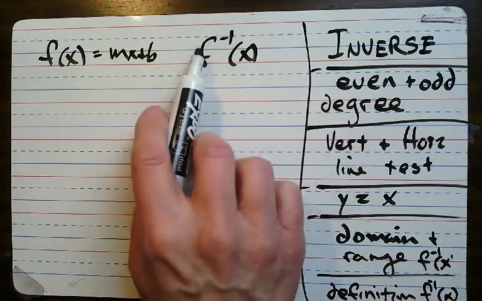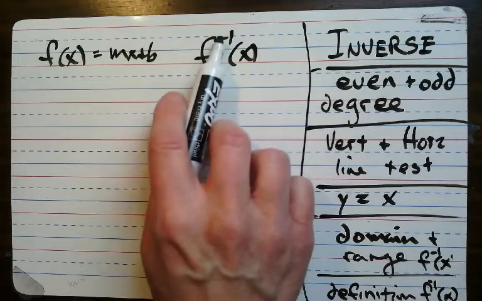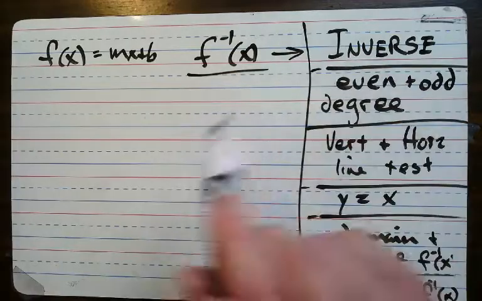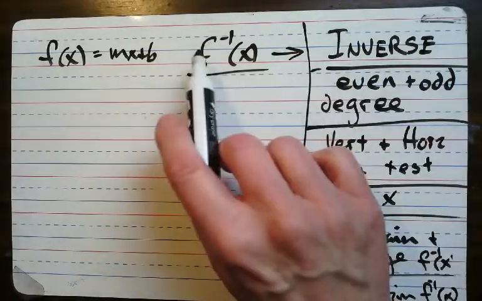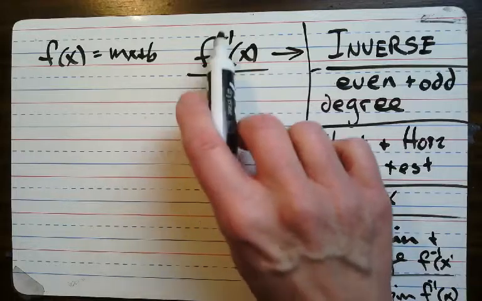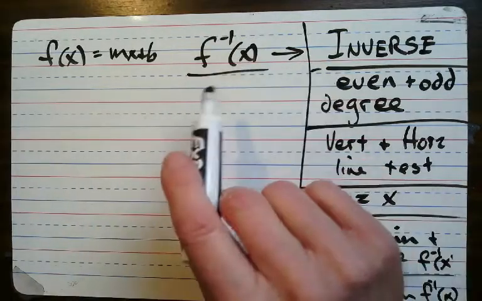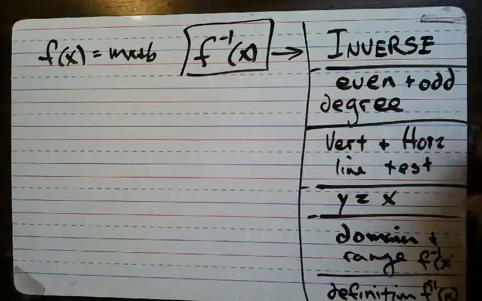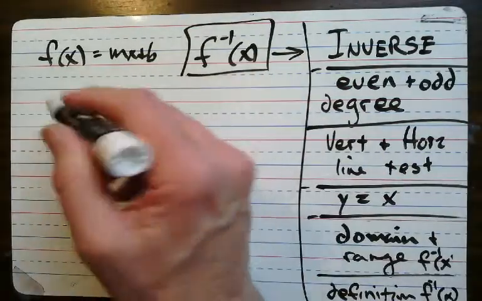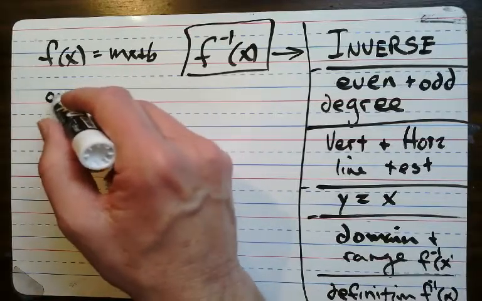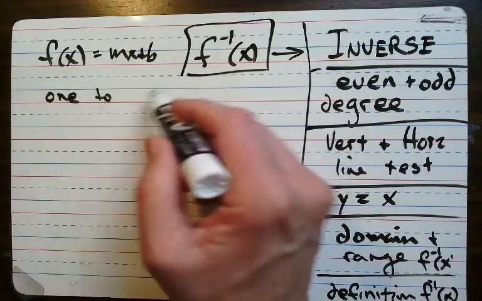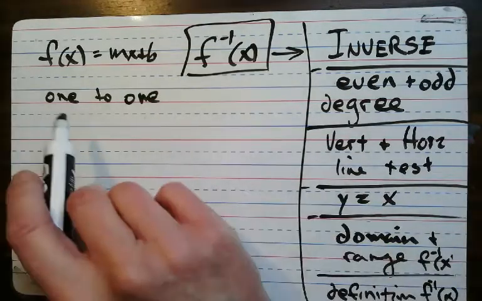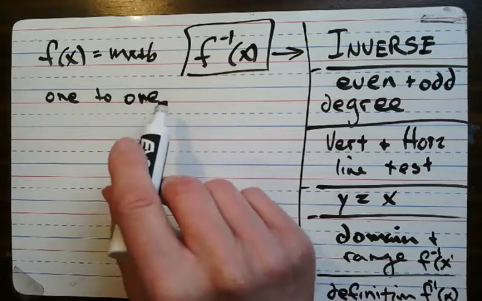-1 looks like the f to the -1 power, looks like an exponent, but it's not. This is how we say inverse in math. Instead of writing this word here, we write this little symbol, f -1. So, what does it mean? How do we know if something has an inverse or not? That's the deal. It's called one-to-one. The function has to be one-to-one, and so we need to talk about what that even means.